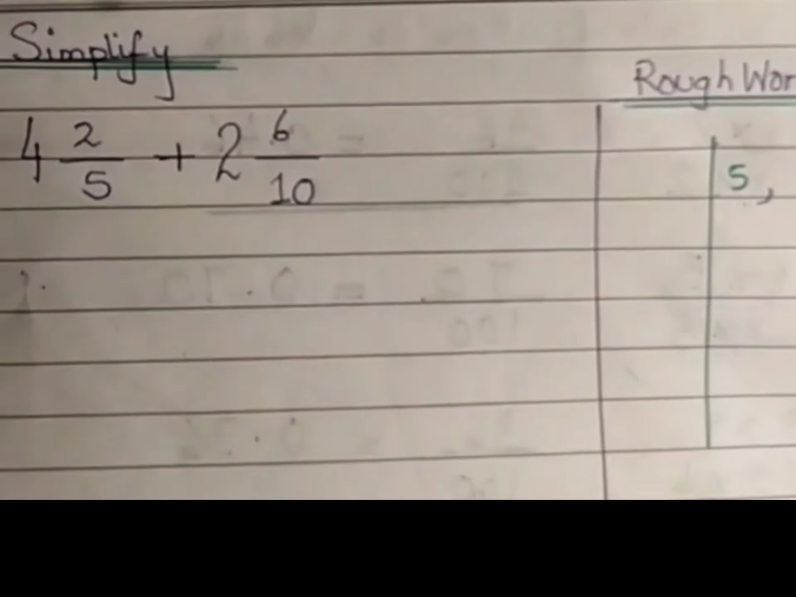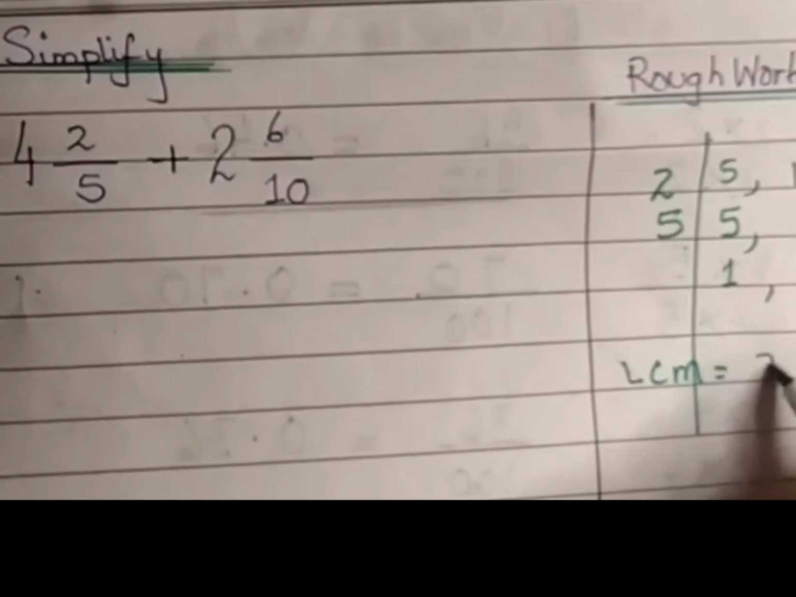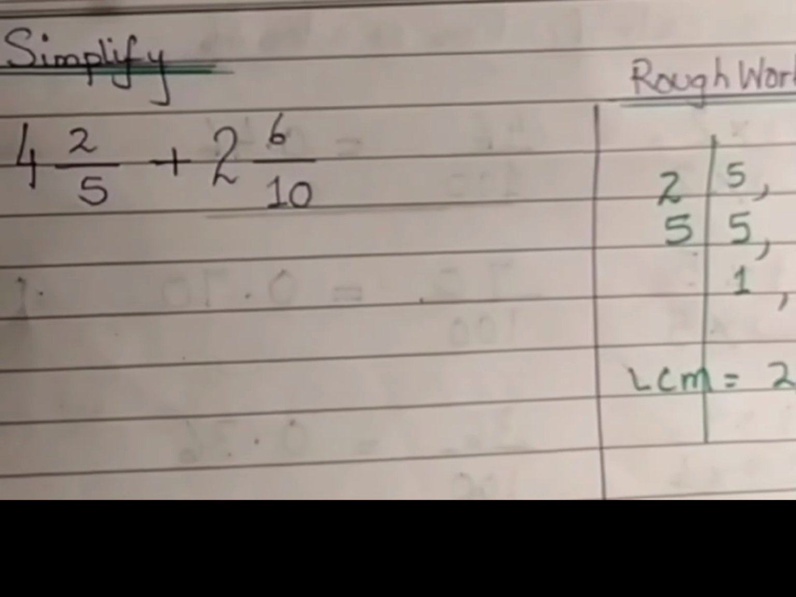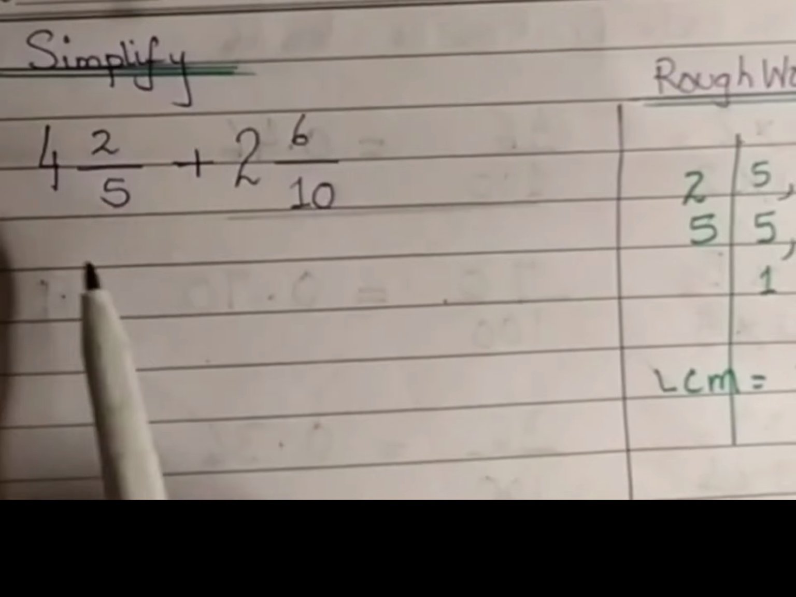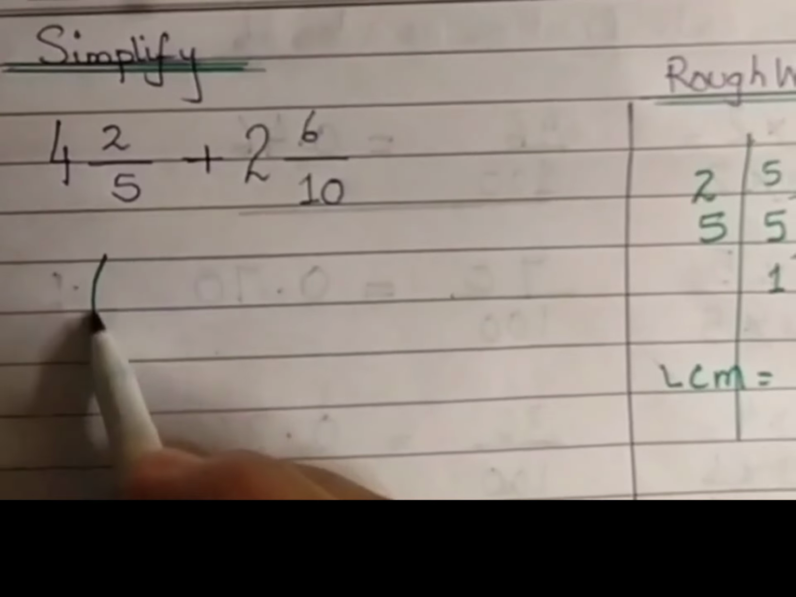I've been using the word ladder, if you remember. I'll make a ladder like thing, and you see my first five numbers are prime numbers: 2, 3, 5, 7 and 11. I can see 10 here, so I will use 2. 5, I'll drag it down. 5 twos are 10, 5 ones are 5, 5 ones are 5. So LCM equals 2 multiplied by 5, giving us 10. Understood that? Alright. We have two whole numbers here, 4 and 2. 4 plus 2 is 6.